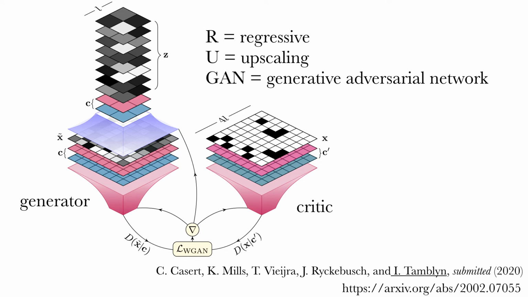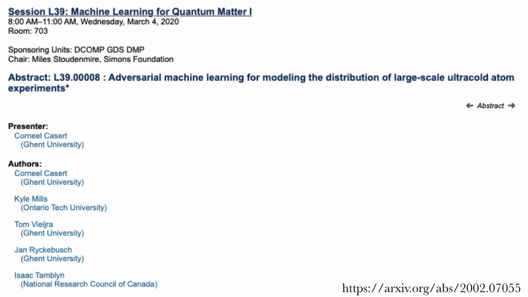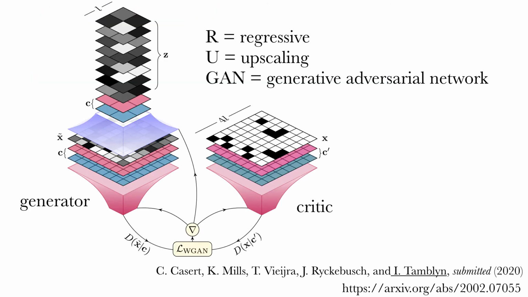So RuGAN means regressive, in the sense that it can operate on scalar values. Upscaling is something that we'll hopefully understand in the next couple of slides. And then of course the root is the GAN. I've listed the arXiv link here, and there's another talk in a different session. For more information about the RuGAN, check out the work by Cornel, who was the lead author on the paper. But I'll give you a quick preview of what we did with the RuGAN.